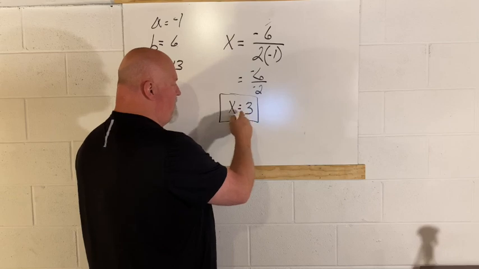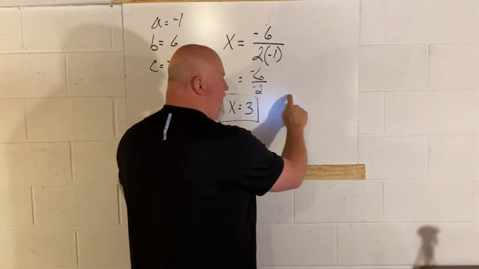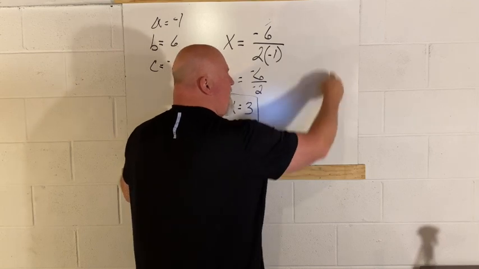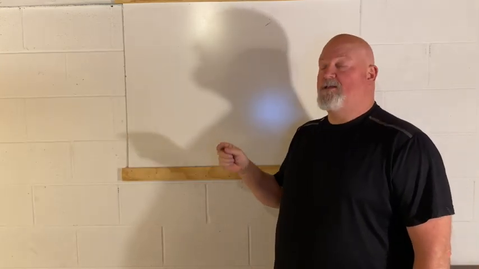The center of this parabola is going to be at x equals 3. So if you go out on the x-axis out to 3 and put a dotted line, that's where your parabola is going to be cut in half. Okay, let's try another one. So let's try this one right here.